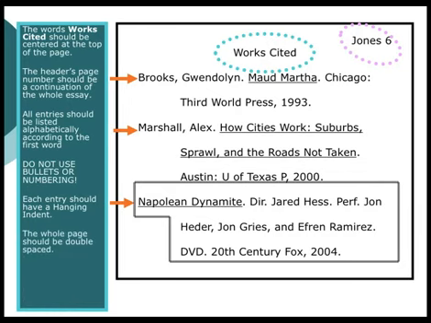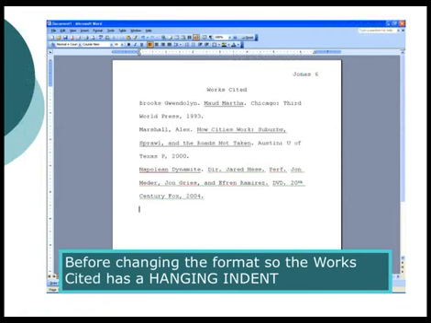And then you notice that the whole page here is double spaced. And then each entry does have proper MLA information, and we'll go over that in a few minutes. Now, how do we get our Works Cited page to have the hanging indent? So this is an example of what the Works Cited page looks like before it has a hanging indent.